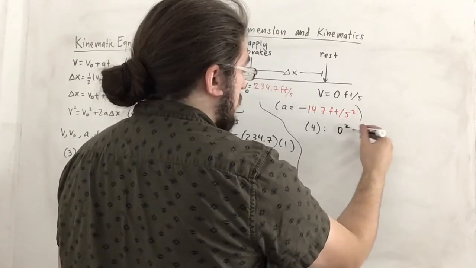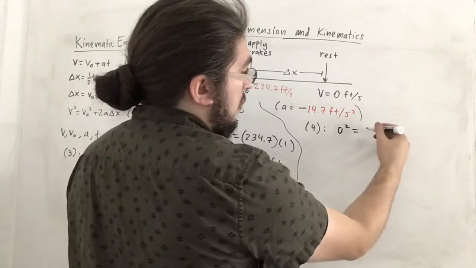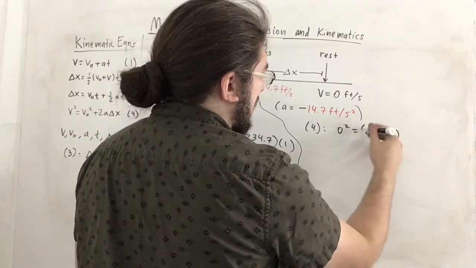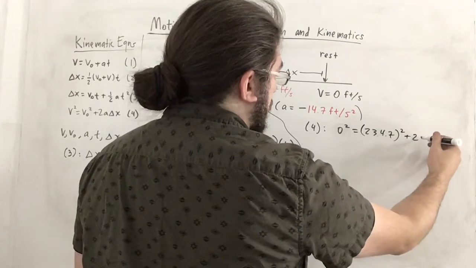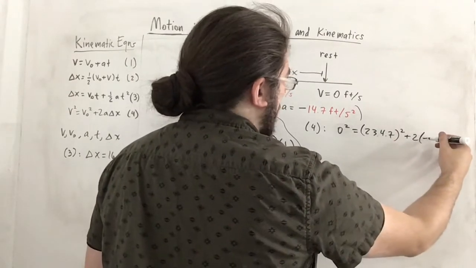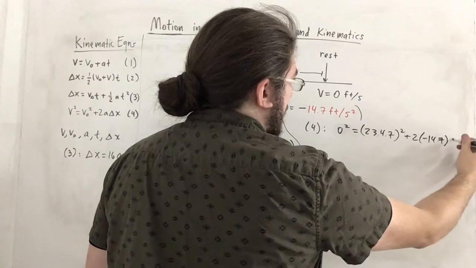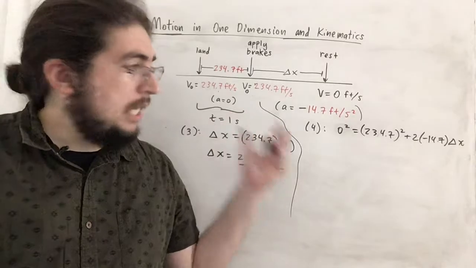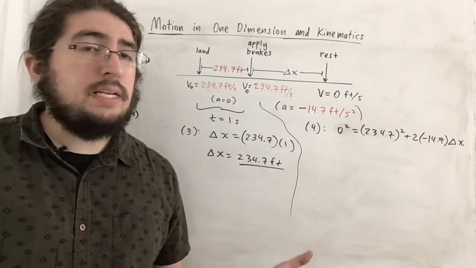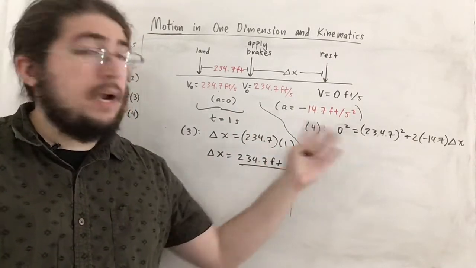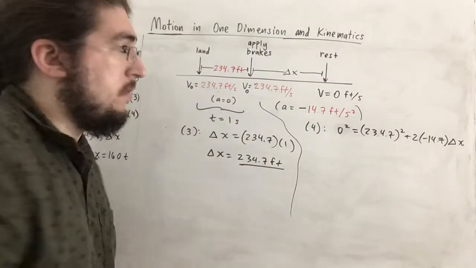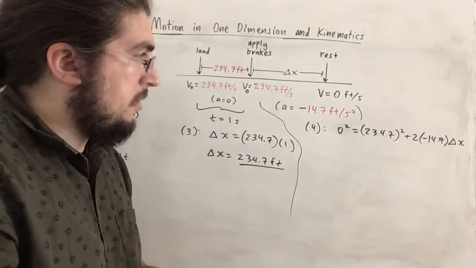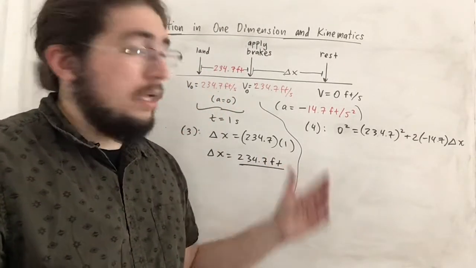So let me just write 0 squared is equal to V naught squared, which is 234.7 squared, plus 2 times A, which is negative 14.7, times delta X. So notice here, since all of the units line up, the time units are in seconds, the distance units are in feet, I don't really care about writing the unit, and I'll just write the unit after the fact. Great. So now I'm going to do some computation here using my calculator, and then we'll solve from there.